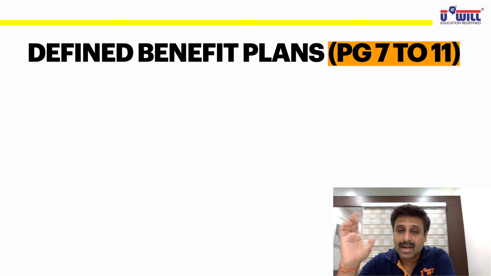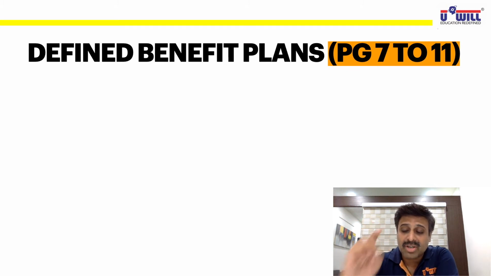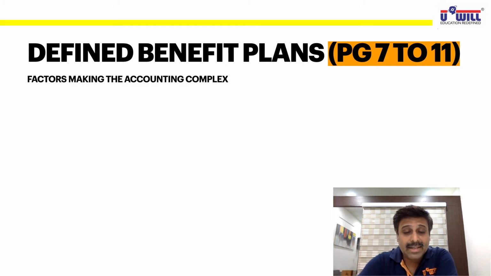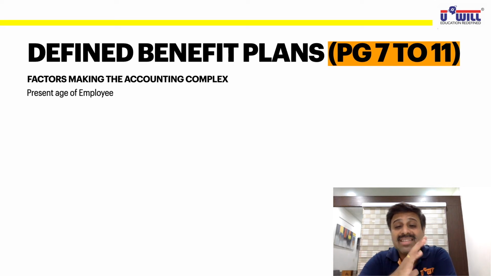Okay, and accounting is very complex because of what reasons? Understand it. Factors making the accounting complex. Present age of the employee. See, if you have 500 employees, understand the complexity. All employees will be of different age. Some will be 25 years, some will be 28 years, some will be 35 years, some will be 55 years also. Some employees will retire in the current year, some will retire in the next year, some will retire after 35 years. So present age of employee itself makes things very complicated.